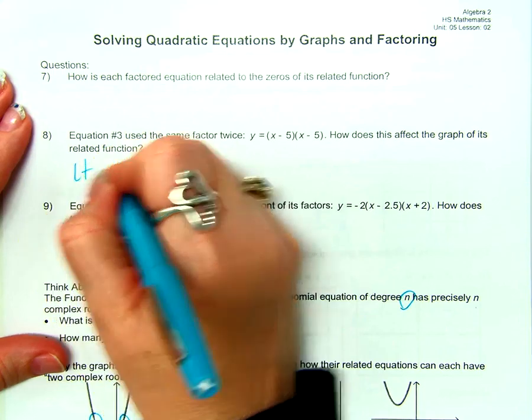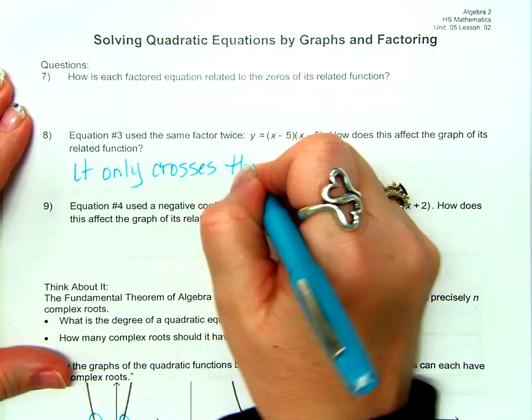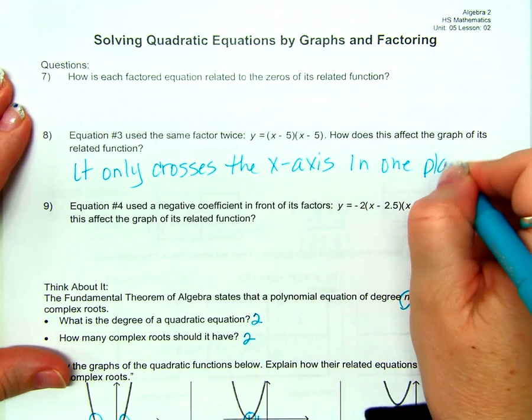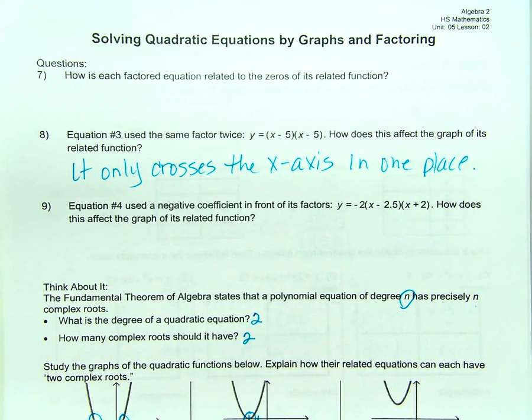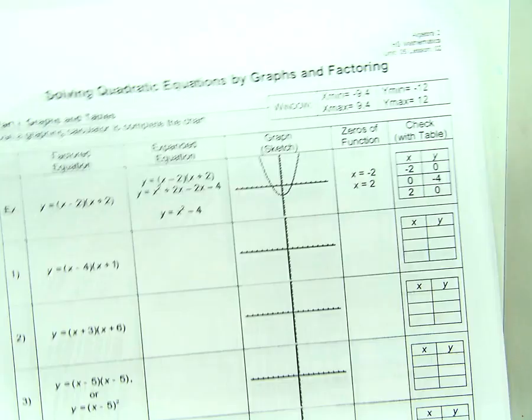Very good. It only crosses the x-axis in one place. Very good. Okay? Questions? We talked about number 7 yesterday. I want to show you a quick example real quick before we go and answer it. Fair enough? Turn to this page, please.